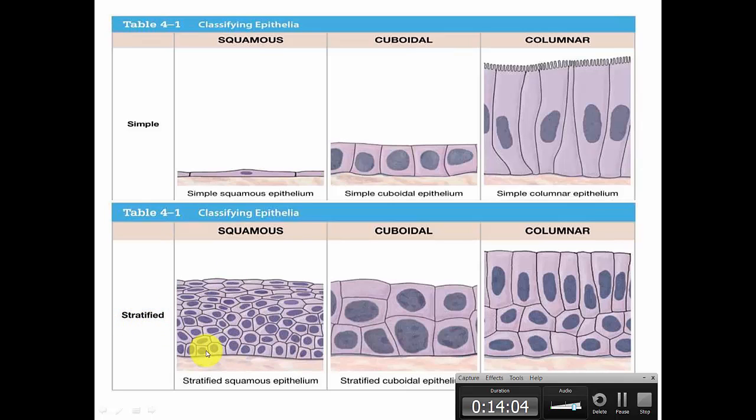Do I call it cuboidal or squamous? Well, again, I said the second name comes from the shape of the most superficial layer. So it's stratified squamous epithelium. This one is stratified cuboidal because the top layer is cuboidal. And finally, this one is columnar because the most superficial layer is columnar, even though we have cuboidal cells here, but they are at the base.